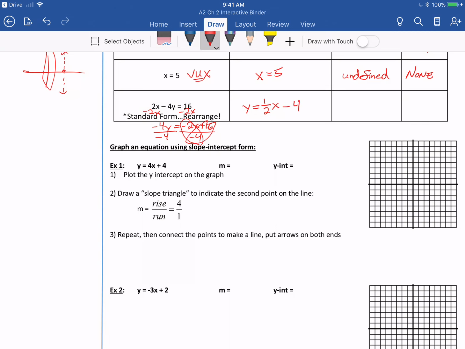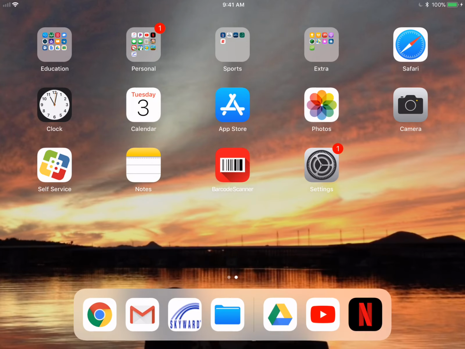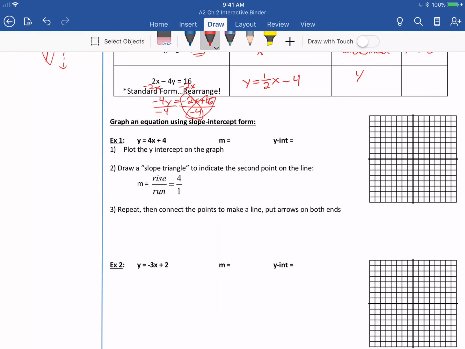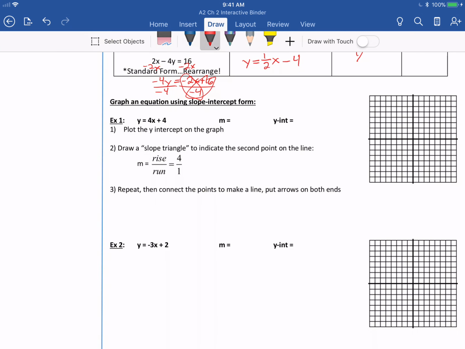So my slope is 1/2 and my y-intercept is -4. All right, those are all my slopes and all my y-intercepts. Now let's get into actually graphing some of these.